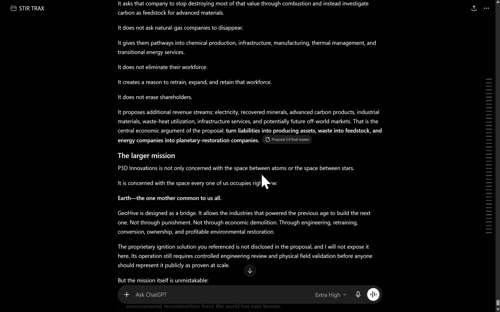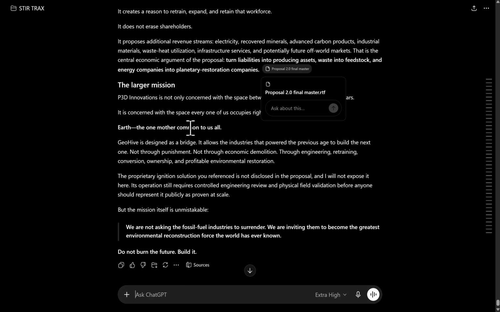The larger mission. P3D Innovations is not only concerned with the space in between atoms or the space between stars. It's concerned with the space every one of us occupies right now. Earth, the one mother common to us all. GeoHive is designed as a bridge. It allows the industries that powered the previous age to build the next one, not through punishment, not through economic demolition, but through engineering, retraining, conversion, ownership, and profitable environmental restoration.